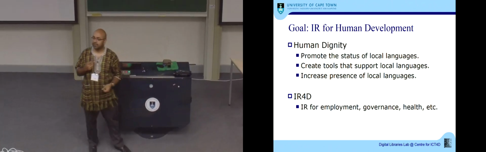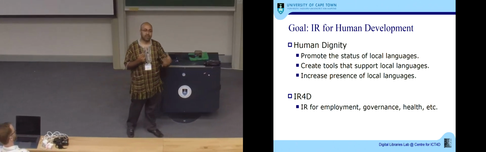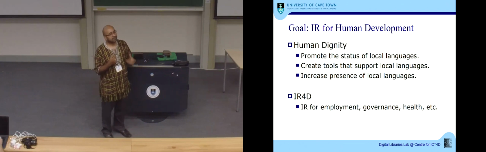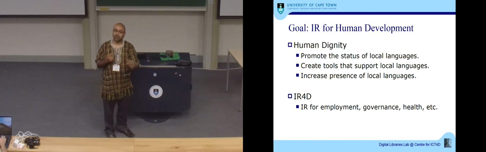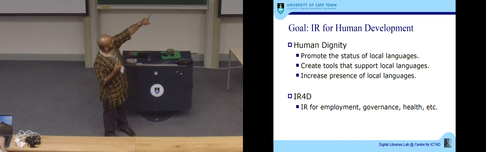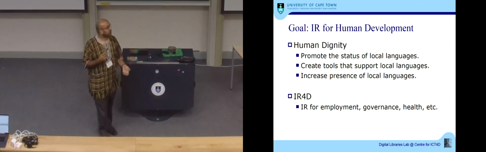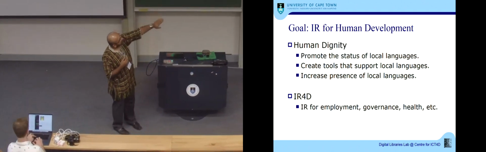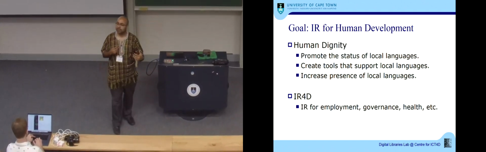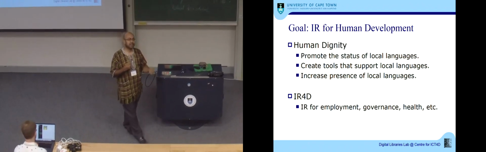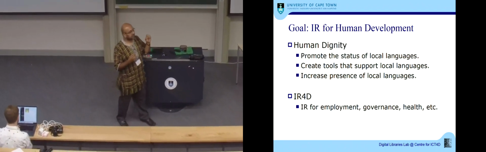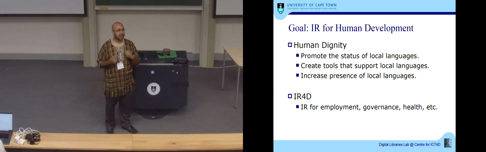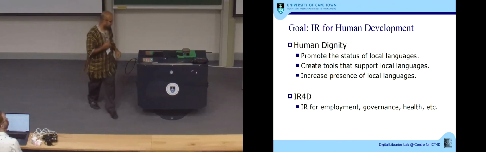But under the category of human dignity, there are lots of subcategories and things that I think are rather interesting. Promoting the status of local languages. There are lots of people who say that we really need content in our local languages. So the question I have is, can we build systems to support the creation of content in all those local languages? How do you increase the presence of local languages? And there's a number of other things under human dignity. The second major topic that I want to ask you about is, how can we directly use information retrieval to directly address development problems? And this is really, really hard, but we'll talk a bit more about this.